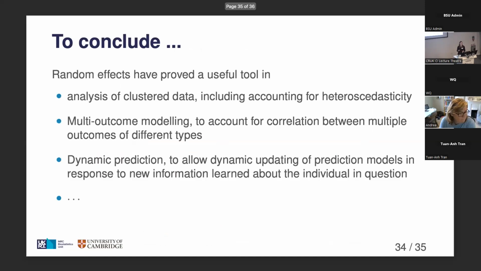And so just to conclude, random effects have proved a useful tool in the analysis of clustered data, including accounting for heteroscedasticity, as we saw in the mixed effects location scale model. For multi-outcome modeling, because they can account for correlation between multiple outcomes of different types using these shared random effect models, or even multiple outcomes of the same type, for example, a multivariate longitudinal model. And in dynamic prediction, to allow dynamic updating of prediction models in response to new information learned about the individual in question. And the list goes on, and I'm sure we are yet to hear many more applications of these random effects tools.